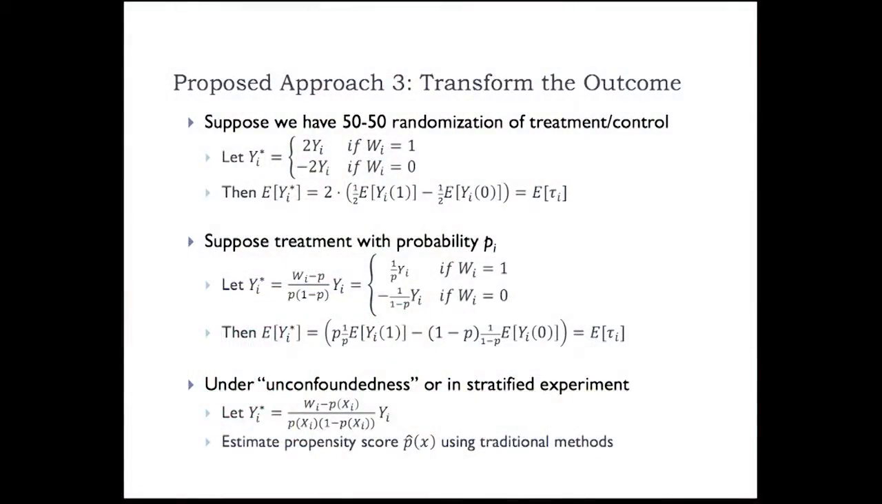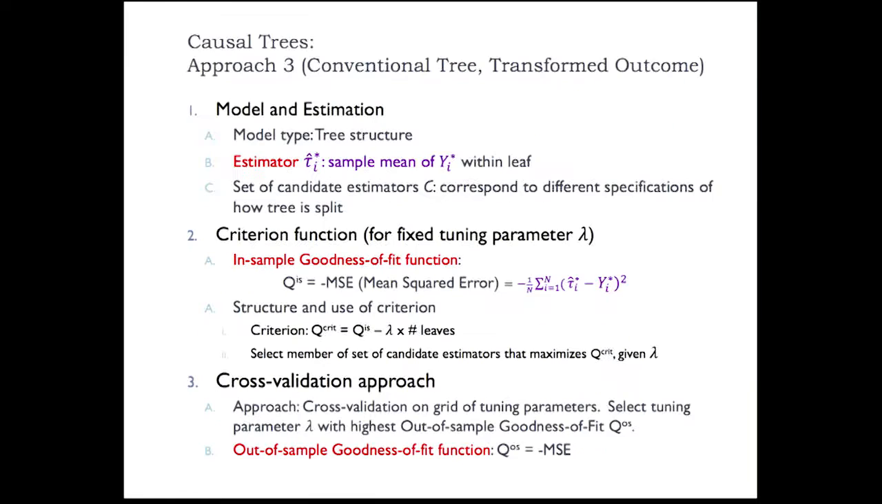It could be a 30% treatment. It could be something where the treatment depends on your x's. You just have to adjust it for the propensity score. So the method that we're talking about next is a conventional tree, or any conventional machine learning method. It can be applied to anyone with a transformed outcome.